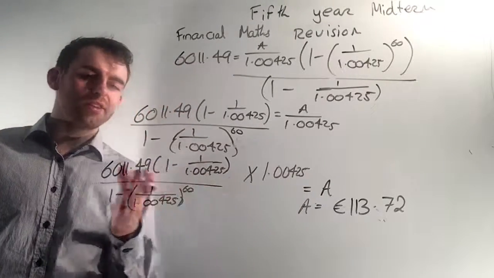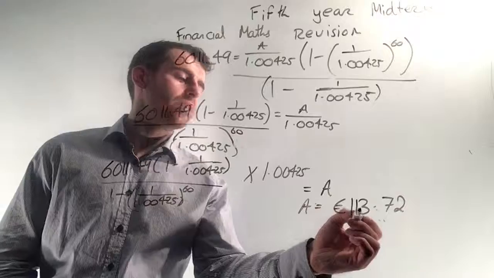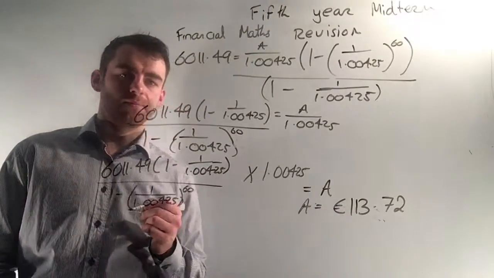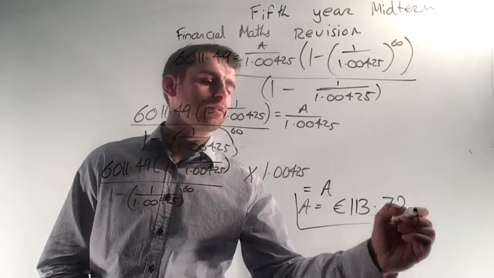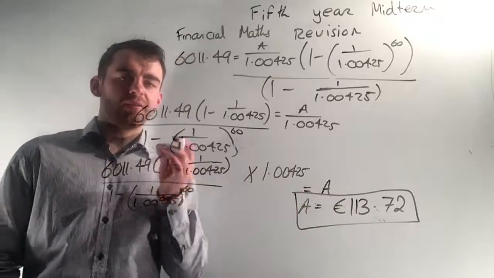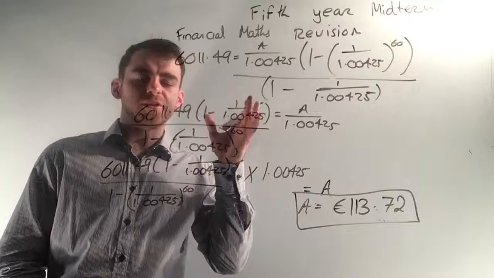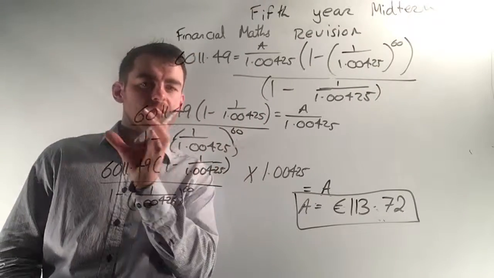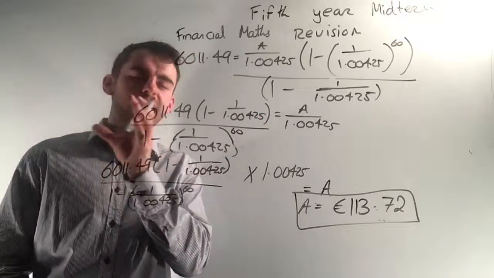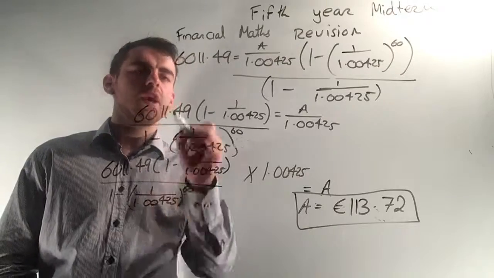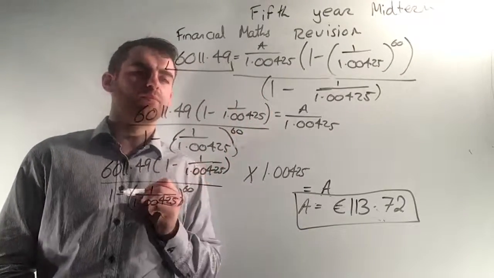So you plug all of that into your calculator in one go, and you get A is €113.72. And that's my final answer in this question. So in other words, if Dan and Kate decide to stop saving for the deposit after 3 years, they've saved about €18,988, which means they still need to save this much money.